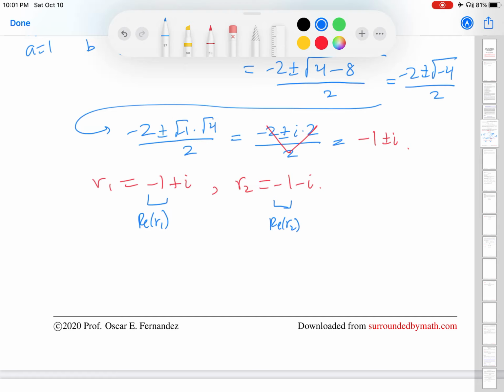And then we're talking about the imaginary part. That is whatever real number is multiplying i. So the imaginary part of r1 equals 1. And then over here, the imaginary part of r2 equals negative 1. And that's it.